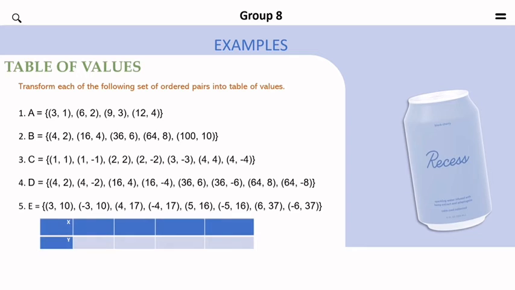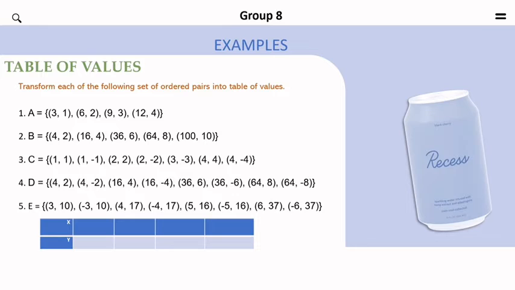Now we have 5 examples for table of values. Transform each of the following sets of ordered pairs into a table of values. Number 1. A is equal to (3, 1), (6, 2), (9, 3), (12, 4). Number 2. B is equal to (4, 2), (16, 4), (36, 6), (64, 8), (110). Number 3. C is equal to (1, 1), (1, -1), (2, 2), (2, -2), (3, -3), (4, 4), (4, -4).